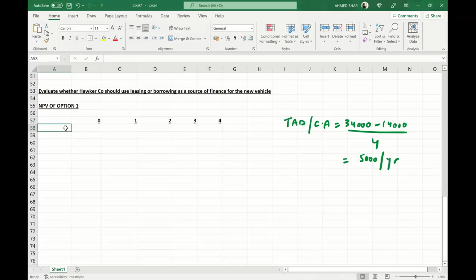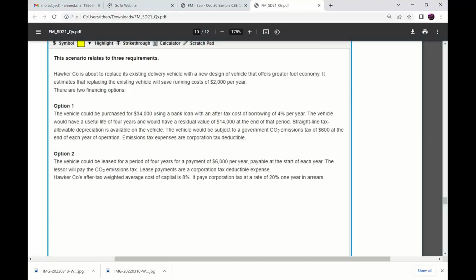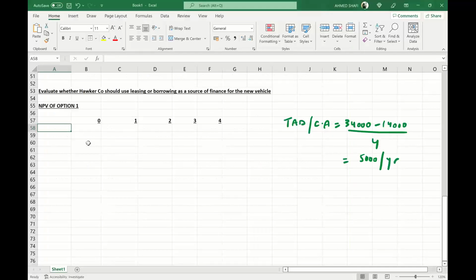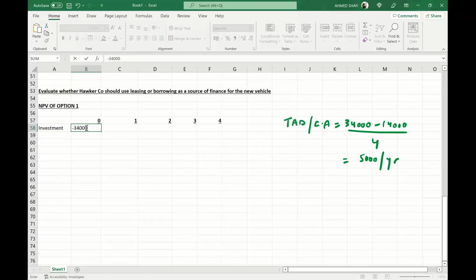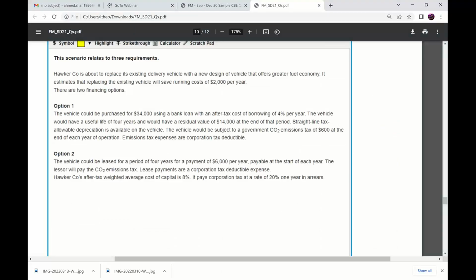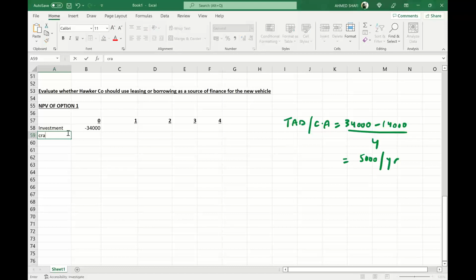What things are coming in the buying option? The vehicle, you are purchasing. So purchasing will result in an investment of 34,000. Outflow, negative, comes at year 0. Then, the vehicle would have a life of 4 years, and would have a scrap value of 14,000 at the end of that period. At the end of that period, it will be scrapped. Scrap is an inflow. 14,000 positive.